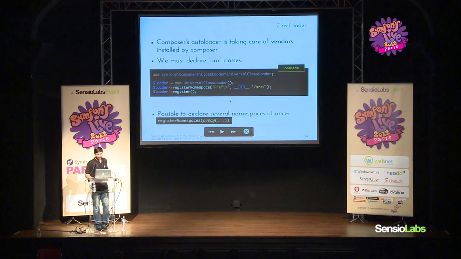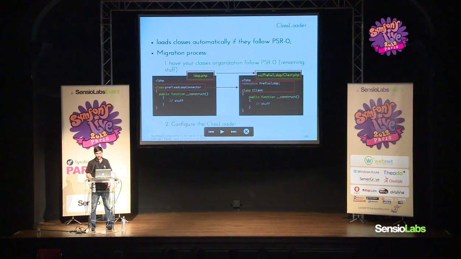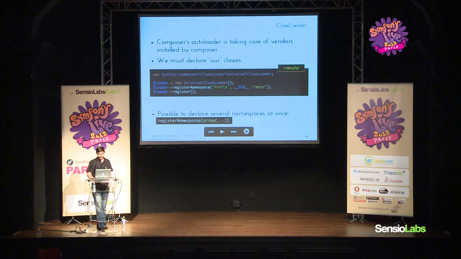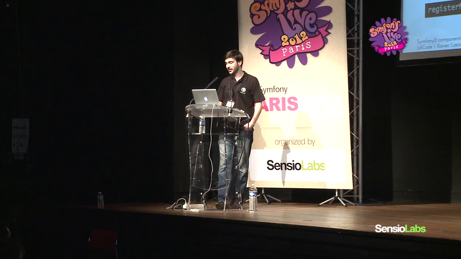Configuring the class loader will just mean instantiate a class loader object and register namespaces. For instance, here, I've renamed a very old class, which was prefix LDAP connector. I just have renamed it to client. I've put it in a namespace, prefix/LDAP, and I just have now to declare to the class loader that the prefix is located in the src path. And automatically, the class loader will be able to load the file containing a class when I require it, when I want to use it.